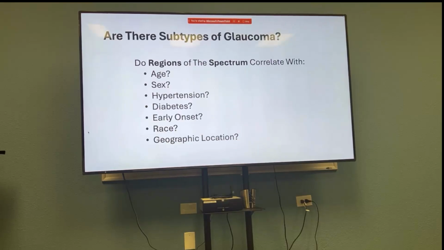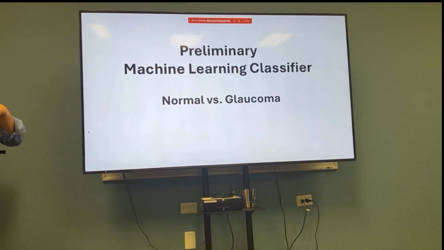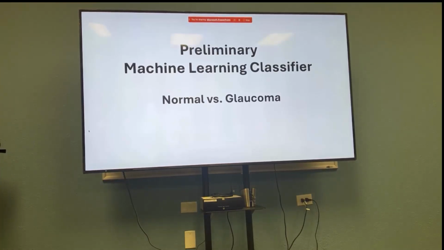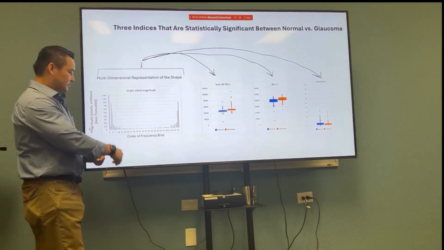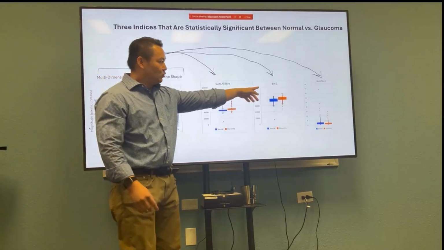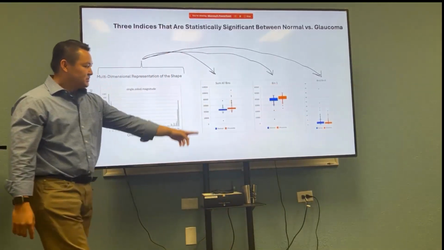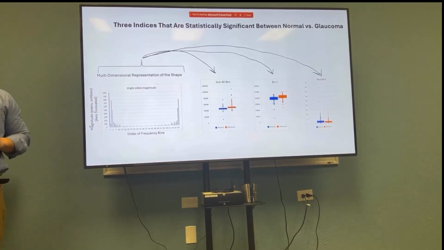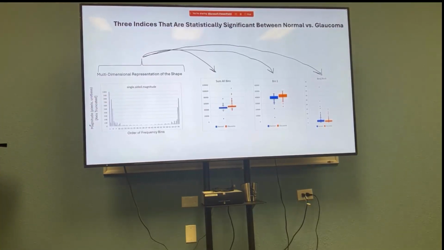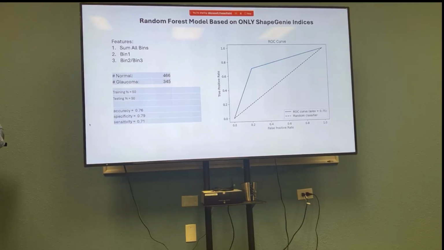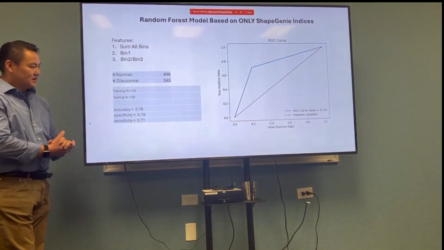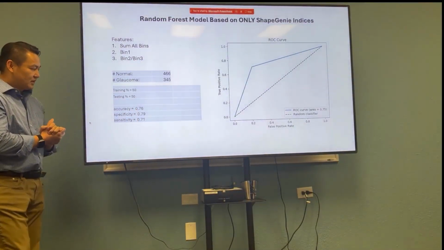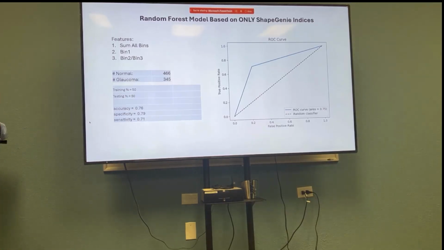Okay. And so just to prove that what we measure is of interest to the machine learning world, we built a machine learning classifier to classify normal versus glaucoma. And so here I just found 3 indices from the bar data: sum of all bins, bin 1 and bin 2 divided by bin 3. As you can see here, normal versus glaucoma, we just did a box and whisker plot to show you the differences. And based on this, we're able to build a random forest model that was 76% accurate, which is pretty decent for just 3 indices just from the morphology data. We didn't include anything about age or any other clinical features.